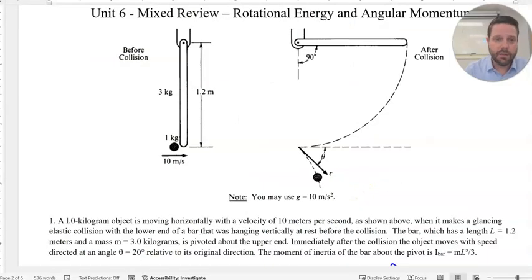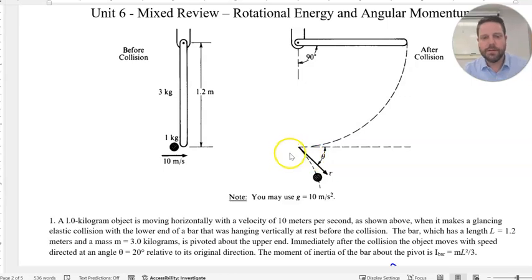In our last example here, this is a tricky one. We have an object that collides with this rod. It's a glancing collision, so although it was horizontal at first, it's going to come off with a speed v at an angle theta initially. And we've got to use angular momentum here because the collision involves rotation.